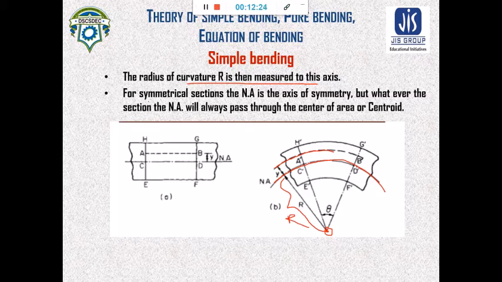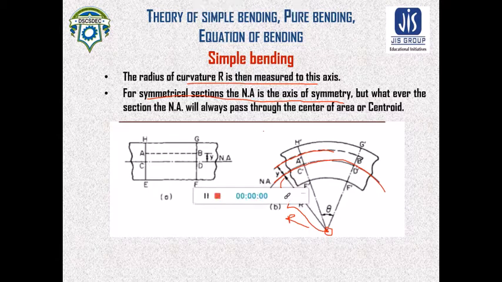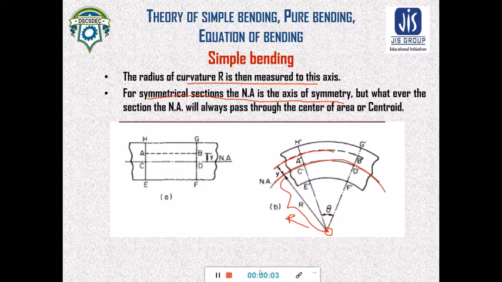Now in a symmetrical section, the neutral axis is the axis of symmetry. But whatever may be the case, the neutral axis must pass through the center of area, or centroid. So this is the main thing, that the neutral axis must pass through the centroid, or center of area. So this is the main point.